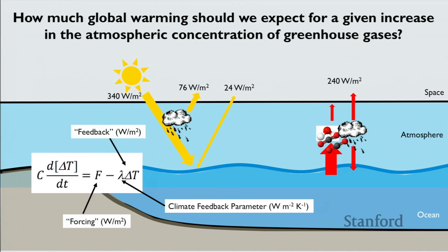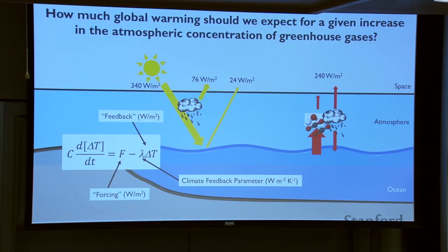So as soon as you start warming up the planet, you're going to change a bunch of other things. So you can melt ice, which would change this flux. You can change clouds, which would change this flux and this flux. You can change water vapor, which is going to change this flux. So all these other changes come in and introduce uncertainty in your warming rate because of this feedback term.